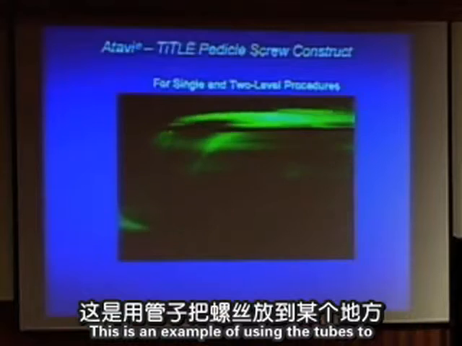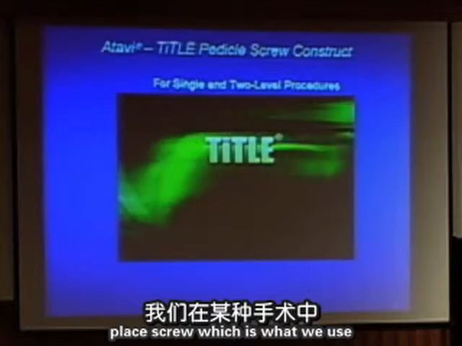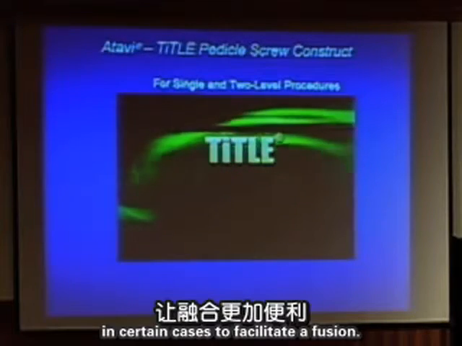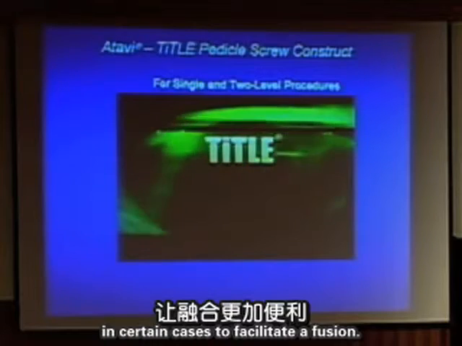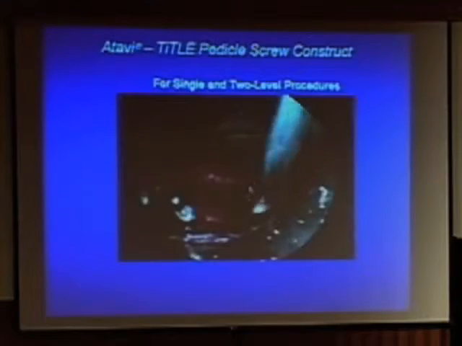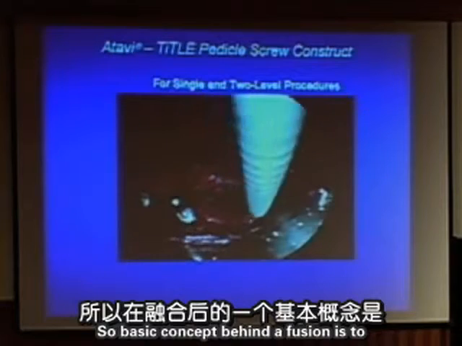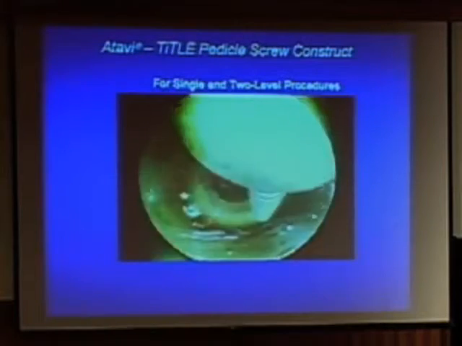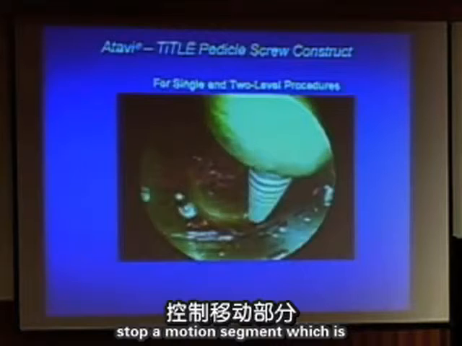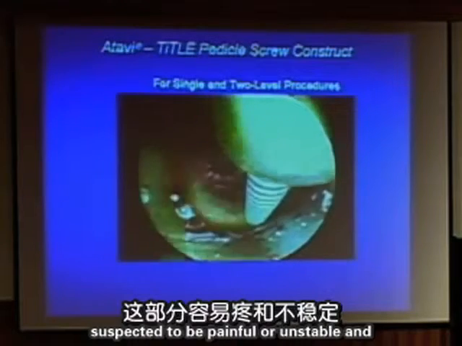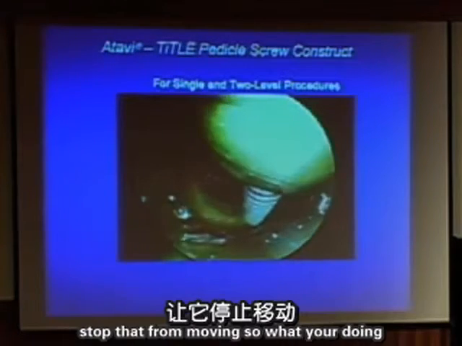This is an example of using the tubes to place screws, which is what we use in certain cases to facilitate a fusion. So the basic concept behind a fusion is to stop a motion segment which is suspected to be painful or unstable and stop that from moving.